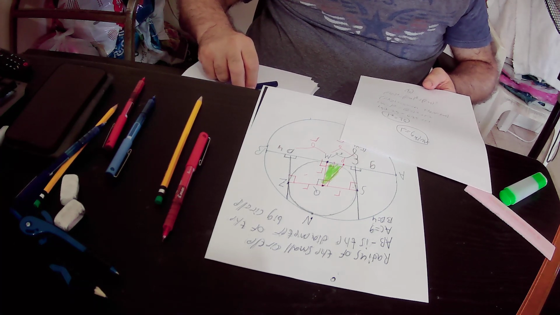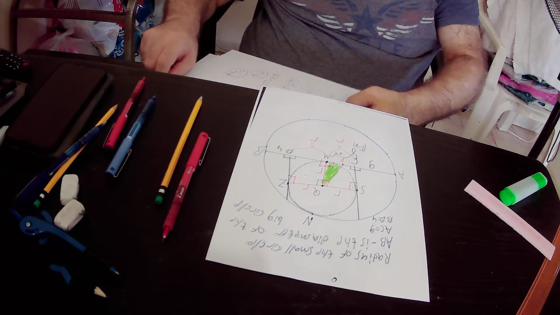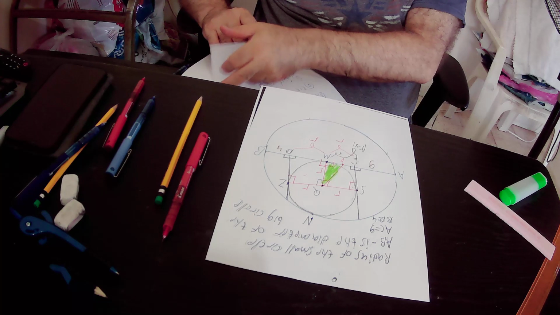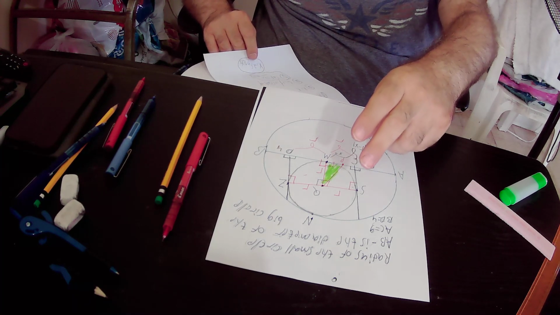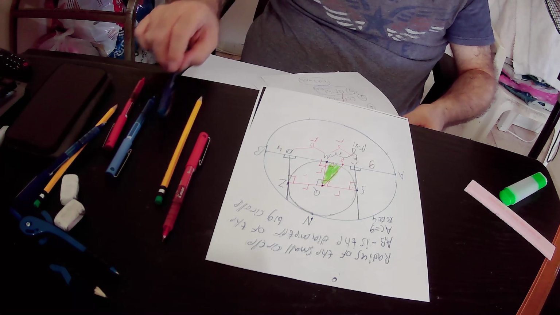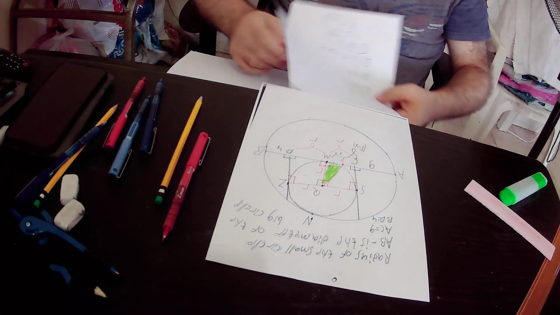Okay, so now I'll summarize the lecture. Actually, we wanted to find out the area of the small circle. We wanted to find out the radius of the small circle.